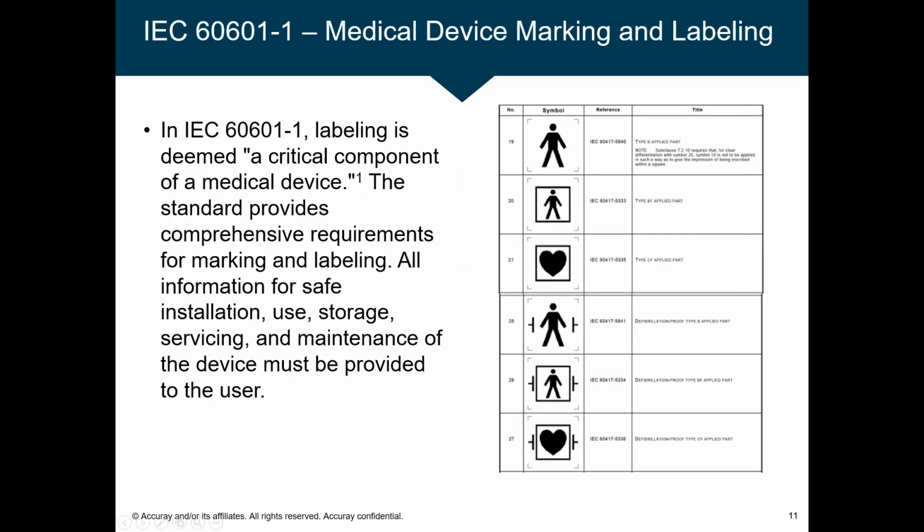Another important standard that is not ISO but is very important is the 6061. And this one identifies that labeling is considered a critical component of the medical device. And so therefore you need to create a comprehensive list of requirements for marking and labeling. And here are some samples of those symbols that come from 6061.